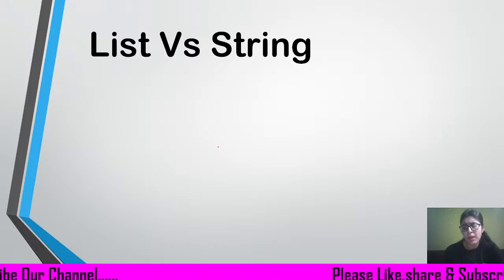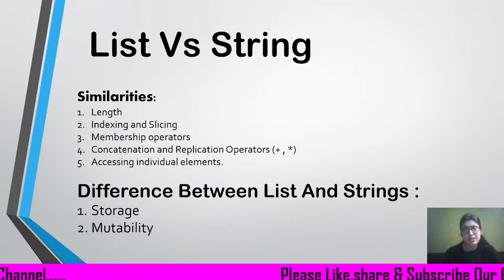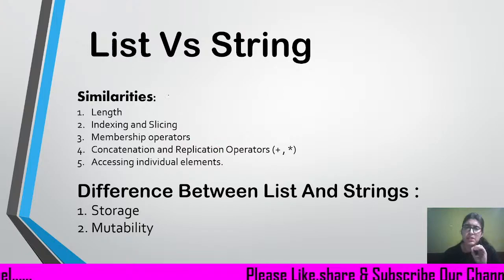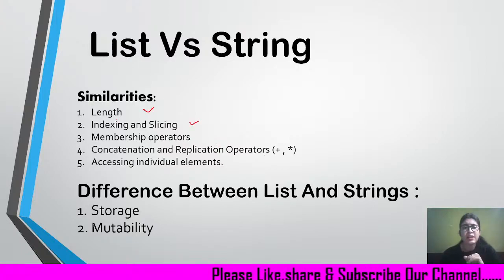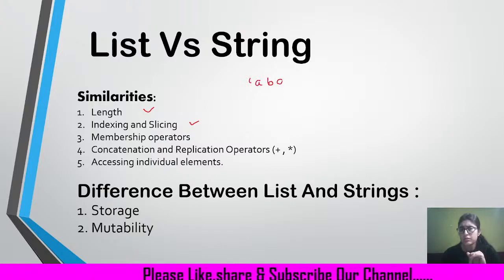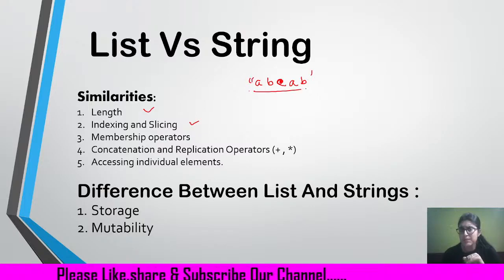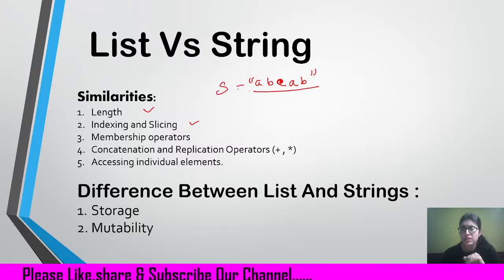Before that, let's see list versus string. See what the similarities and differences are. See how many similarities we have between string and list. The length of a string or list can be counted as the number of characters or elements present in it. So in this particular string ABCAB, I have written here that 5 characters are present.